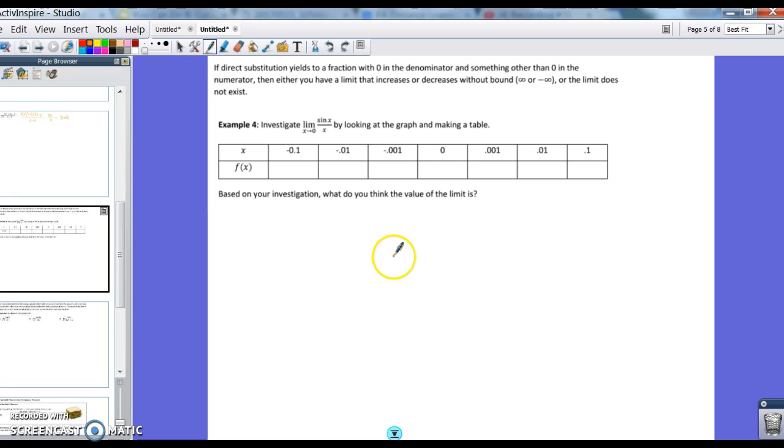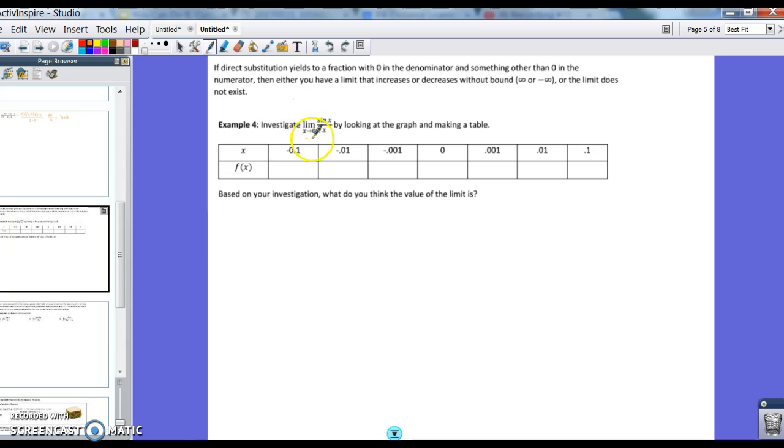Okay, let's go ahead and I explain that up here. It says that it's basically increasing or decreasing without bound, or it does not exist. So for now, we're just going to say it does not exist. Okay, but let's look at this next example.